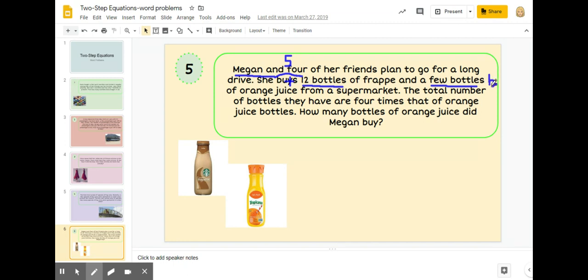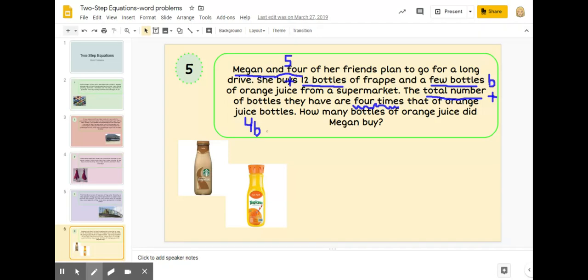I'll say a B for bottles. The total number of bottles they have are 4 times. Okay, total number. That sounds like we need to add those two together. Bottles of frappe, bottles of OJ. So the total number of bottles they have are 4 times that of orange juice bottles. Well, we don't know how many orange juice bottles there are. Okay, so 4 times, put B for bottles. Jeez, Megan, you're making this complicated. How many bottles of orange juice did Megan buy?